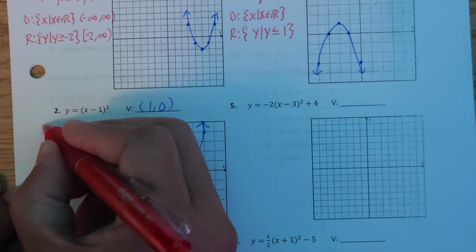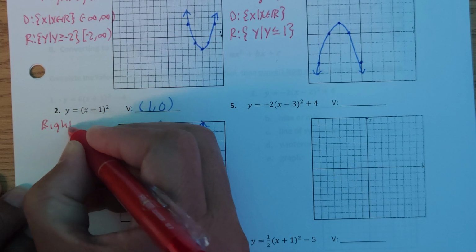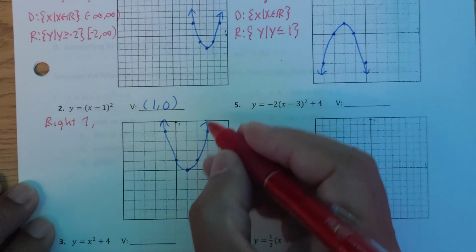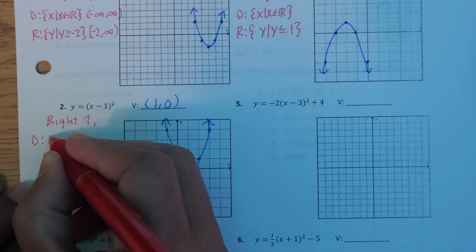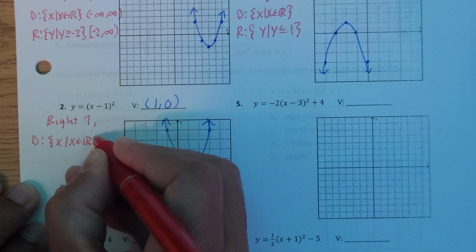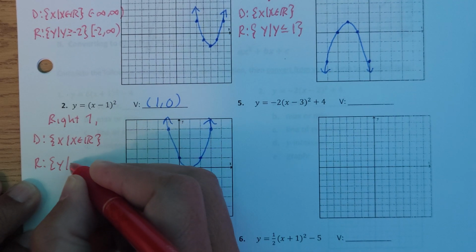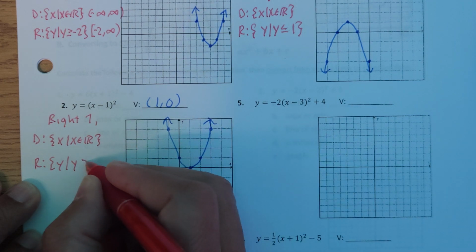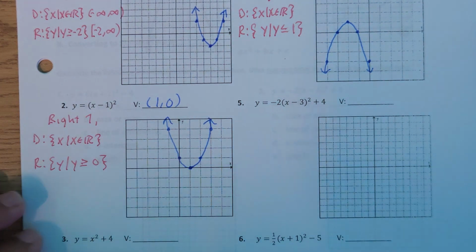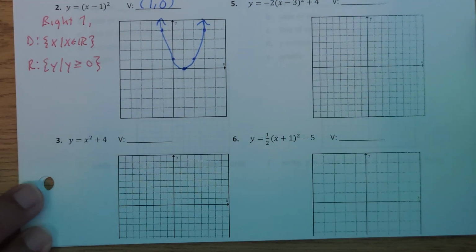Transformations, there's only one. The graph went to the right 1 unit, and then domain, it's not going to change. It's x such that x is all real numbers, and the range is y such that y is, this opens up, so greater than or equal to 0. So that's all for this example. Okay, let's continue on down to number 3.